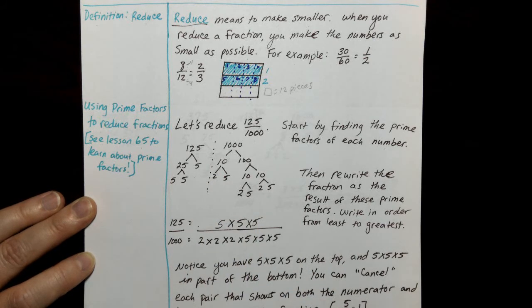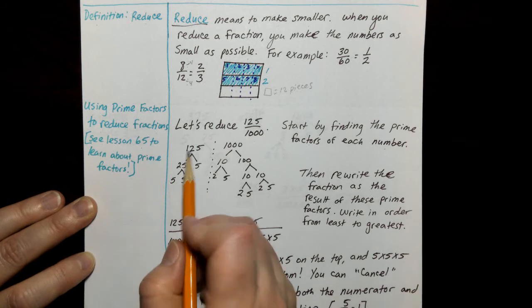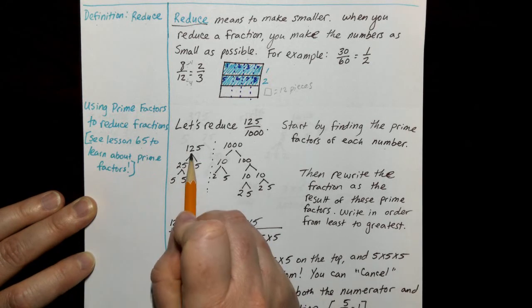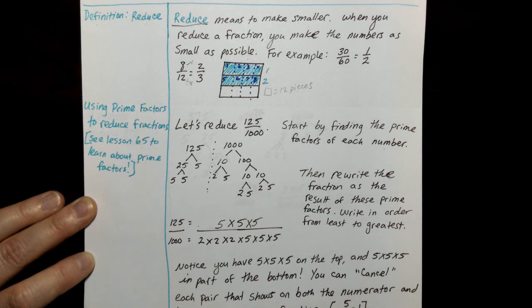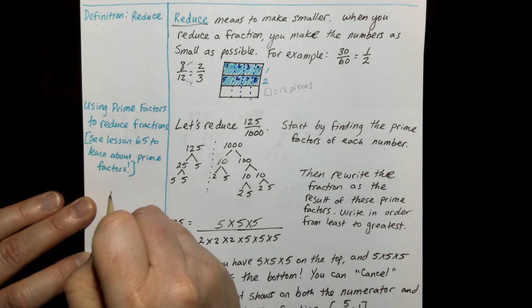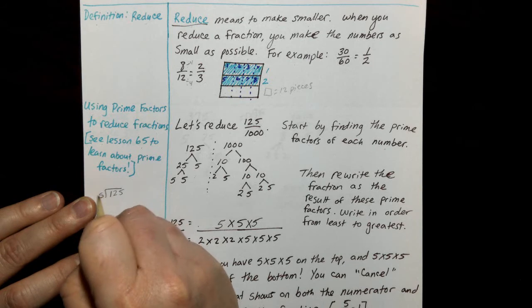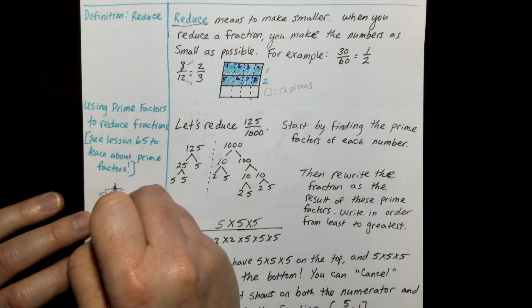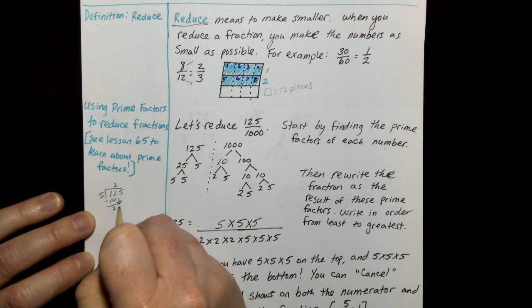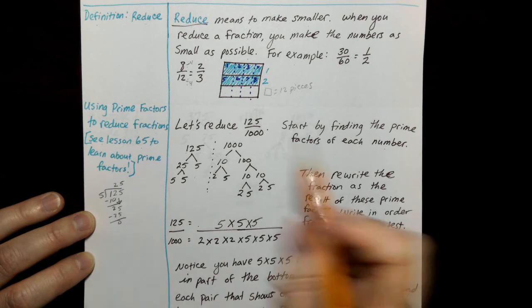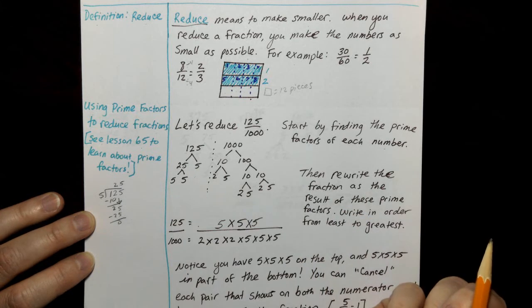If you prefer to do the dividing by primes, then say 125, it's not even. 1 plus 2 is 3, plus 5 is 8. Nope, I can't divide it by 3. Oh, it ends in 5. So my lowest prime is 5. So I could do 125 divided by 5, and I'm going to come up with 25. So 5 times 25 is my first set.